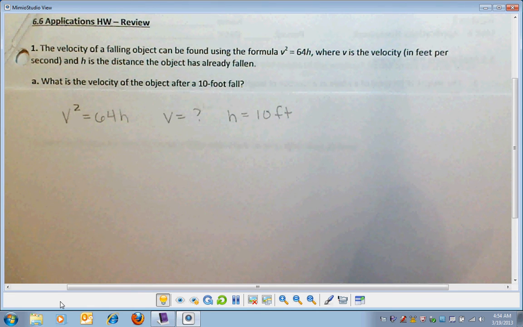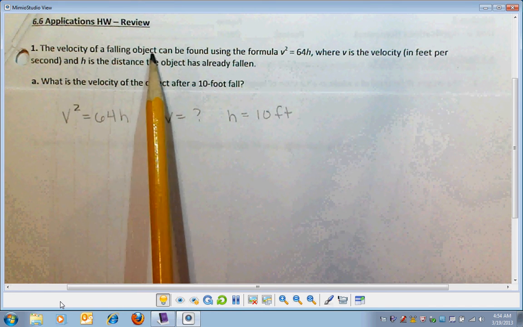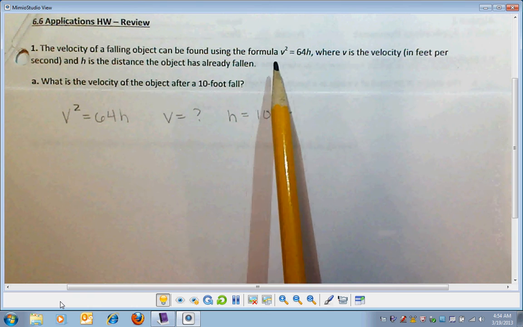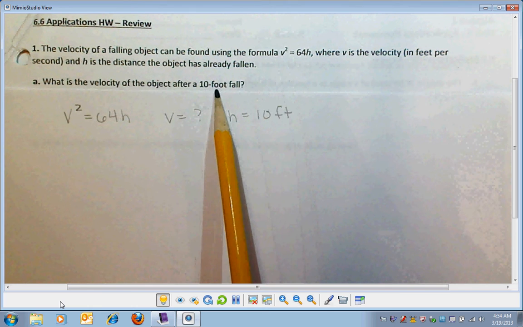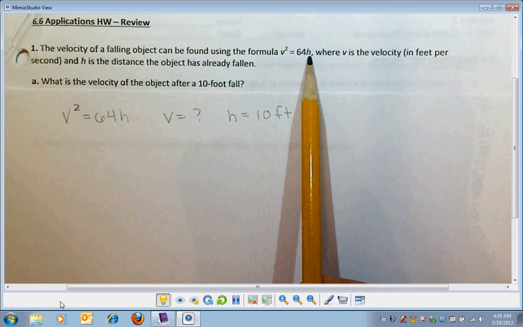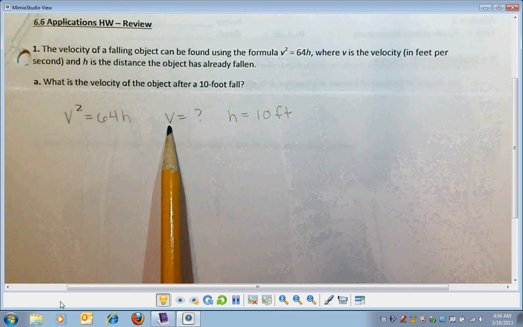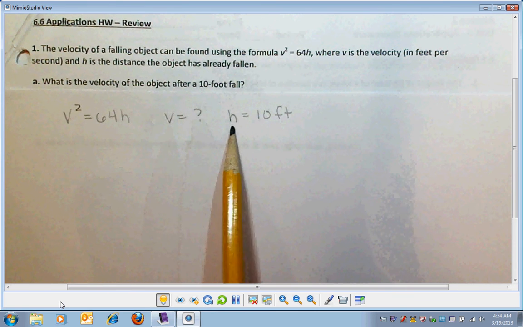In the previous problem, we examined what the velocity of a falling object would be at a height of 10 feet using the formula v squared is equal to 64h. So we had a formula, and we looked for what v was when h is 10 feet.